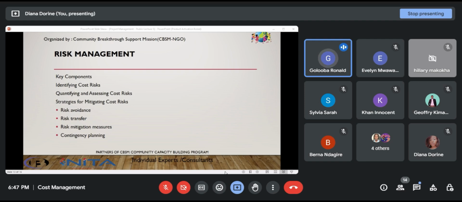And with the response strategies, then you start planning the risk response plan. Based on your assessment and your analysis, you have to have a response plan, and here you are looking at developing a strategy to address or mitigate the identified risk.